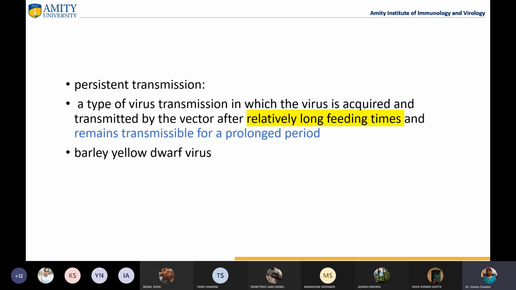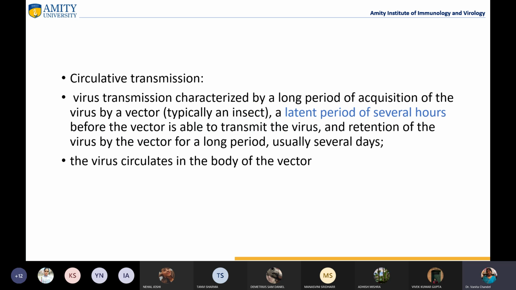Then persistent transmission, again, is a type of virus transmission in which the virus is acquired and transmitted by the vector after a long feeding time. So definitely when the feeding time is long, the viruses are retained in the vectors for a longer time. Then circulative transmission is characterized by a long period of acquisition of the virus by a vector, and there is a latent period of several hours, right? So before the vector is able to transmit, it needs a gap. It is not like it is just feeding on the plant. Now it needs a latent period of several hours before it is able to transmit the virus to the plant.